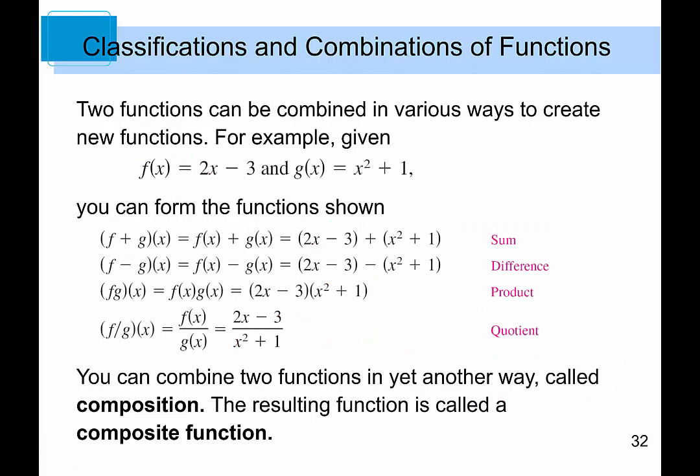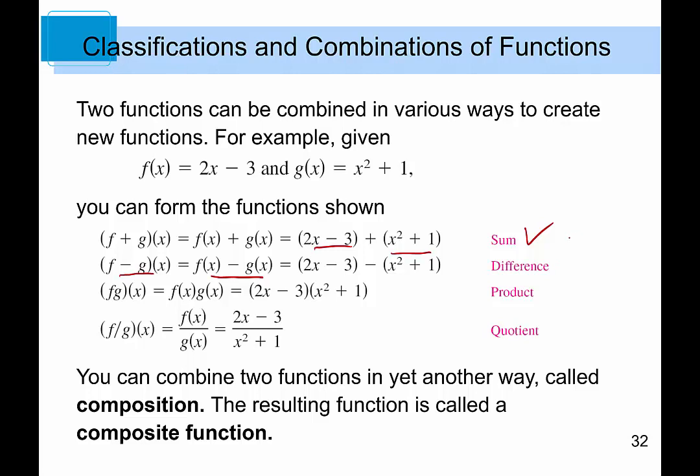Two functions can be combined in various ways to create new functions. For example, given that f of x equals 2x minus 3 and g of x equals x squared plus 1, the sum (f plus g)(x) is f of x plus g of x. So you add these two functions. The difference (f minus g)(x) is f of x minus g of x, so we subtract the two functions.